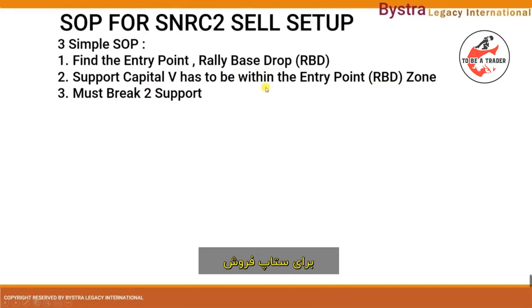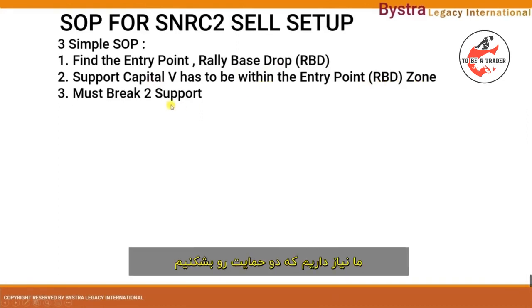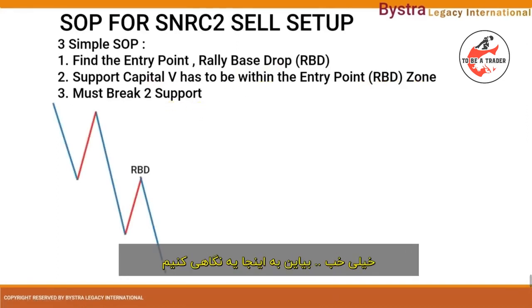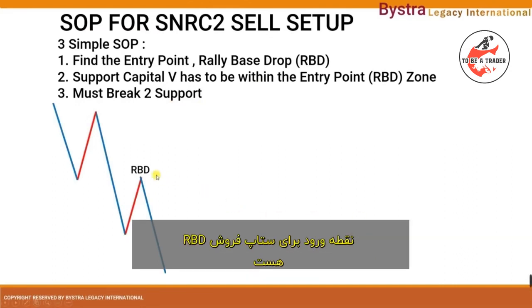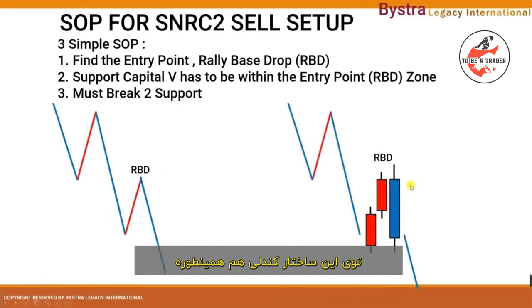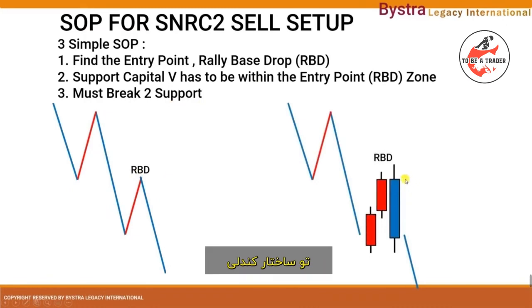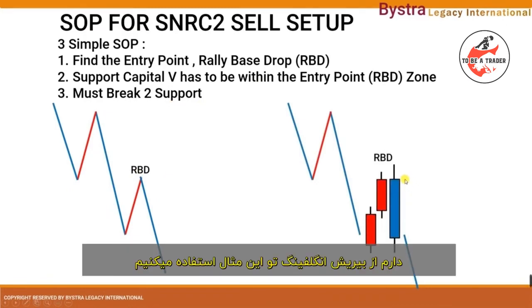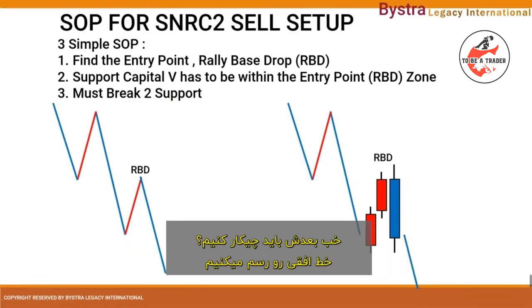So for the sell setup, we need to break two supports. Okay, so let's have a look here. The entry point for the sell setup is the Rayleigh base drop. Same goes with this candlestick. The candlestick pattern I'm using in this example is the bearish engulfing. So next, what should we do? We mark the horizontal line.